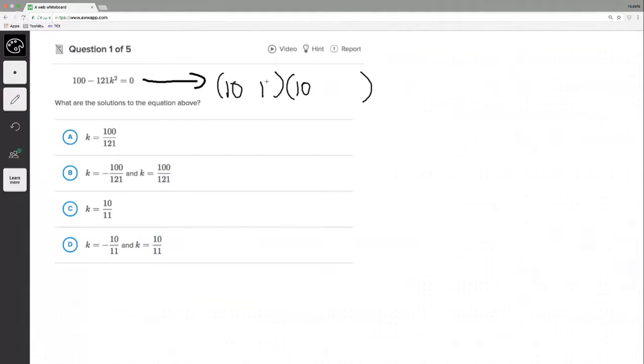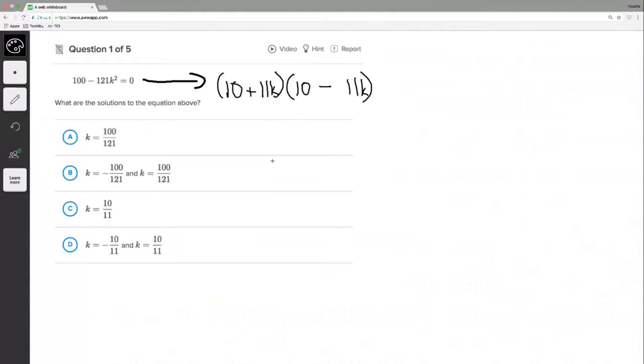Now, the square root of 121 is 11. Square root of k squared is k. So we go like this. Oops. Hold on. 11k. Okay, so now we have it, but then the difference of squares means one is being added, one's being subtracted. Now, if you actually FOILed this out and multiplied it out, you would get 100 minus 121k squared because the inside terms cancel out with this plus and minus.